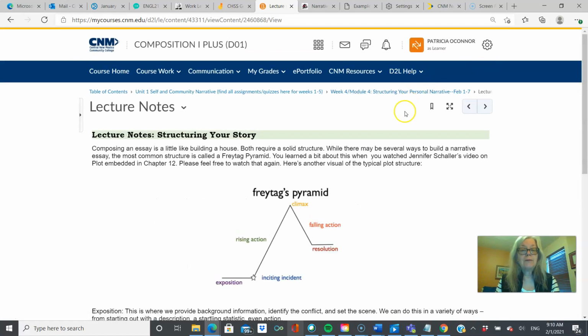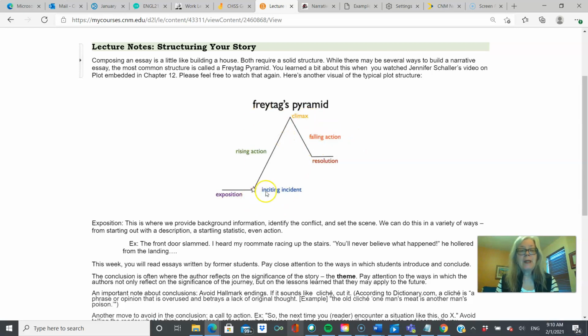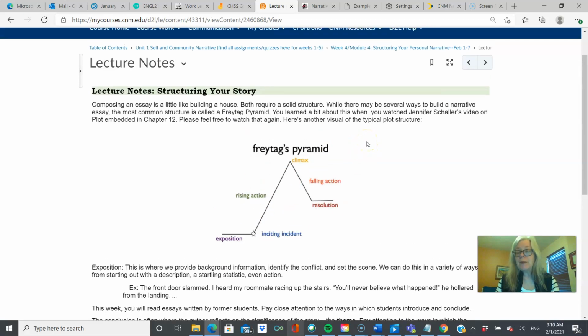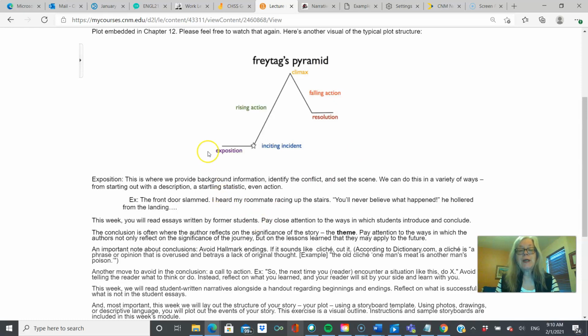There's that pyramid again. All right, so please take a look at my lecture notes. Again, exposition, things are cruising along until one day. So, for example, the front door slammed. I heard my roommate racing up the stairs. "You'll never believe what happened," he hollered from the landing. That could be an inciting incident. Or he can be reporting the inciting incident. You can start with action if you want, but we just need to have some background information near the beginning of your essay to get us grounded.